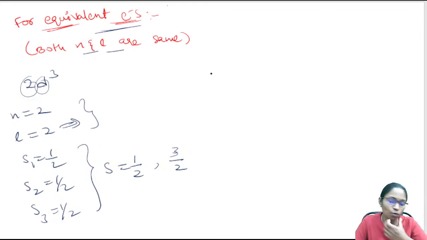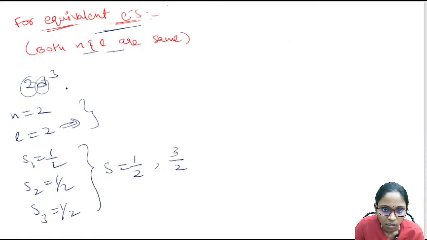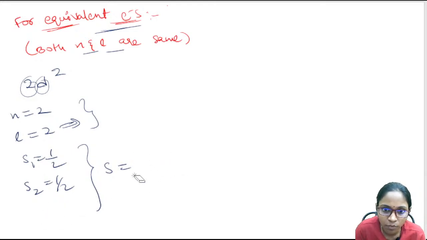In this case, how do we find the lower energy spectral term, and how do we write the spectral terms? Let's see. So here I will take only 2 electrons. It will be easier for me to write.